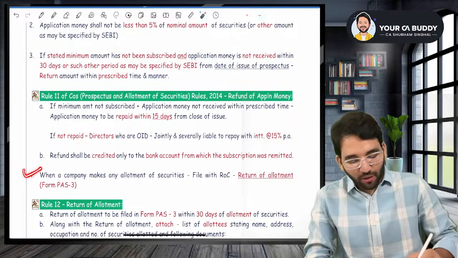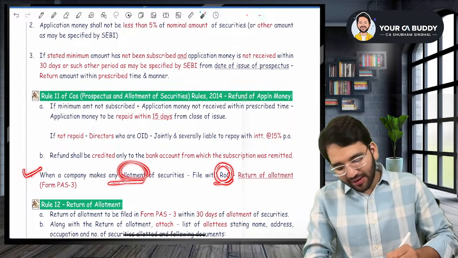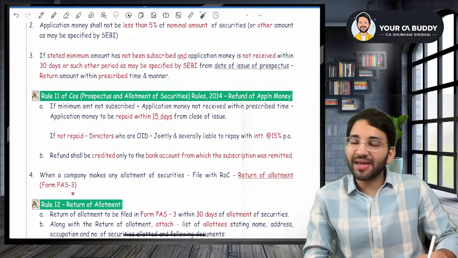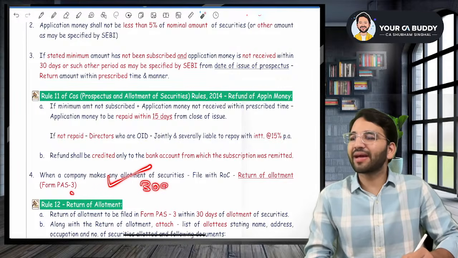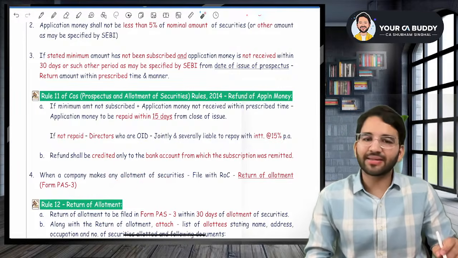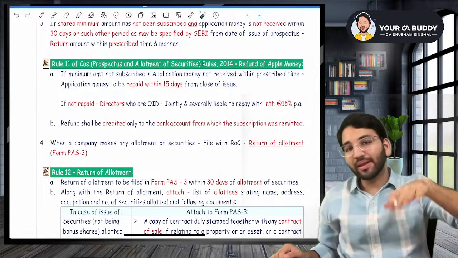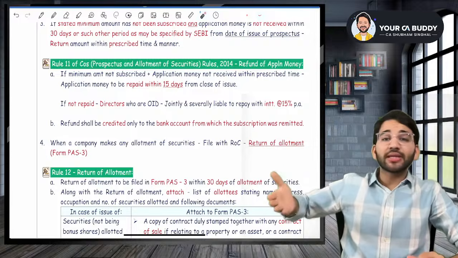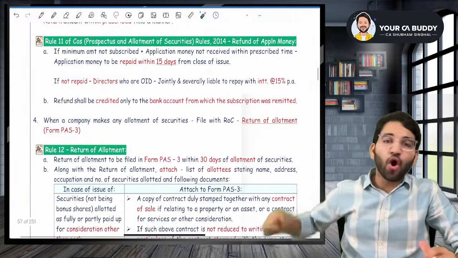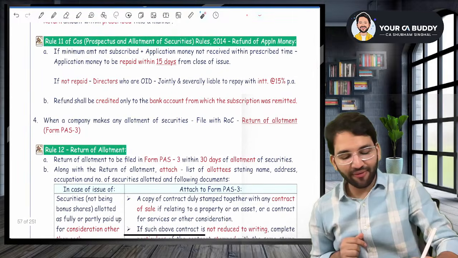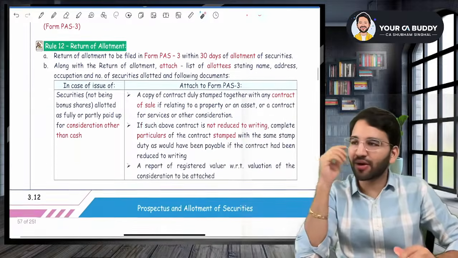But sir, if your allotment is successful, then you will have to file a return of allotment with the ROC in form PAS3 within 30 days. You'll have to file that return of allotment within how many days? 30 days. In that 30 days, sir, you'll give all the basic information: who are the allottees, what are the name, occupation, address, all the things you will have to give in your return of allotment.